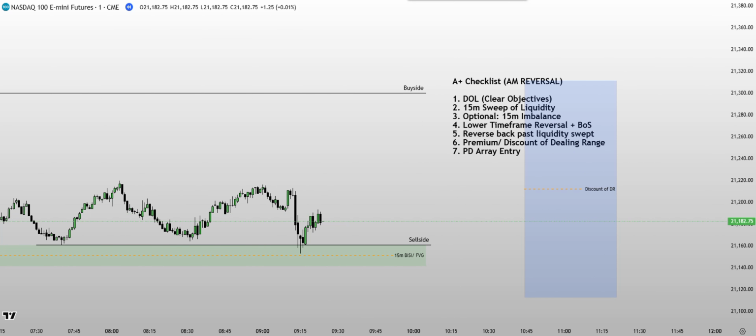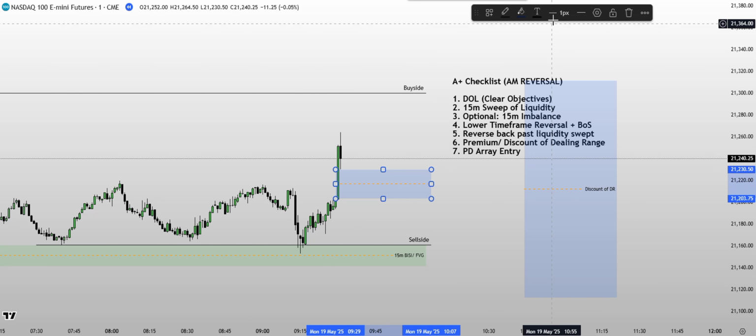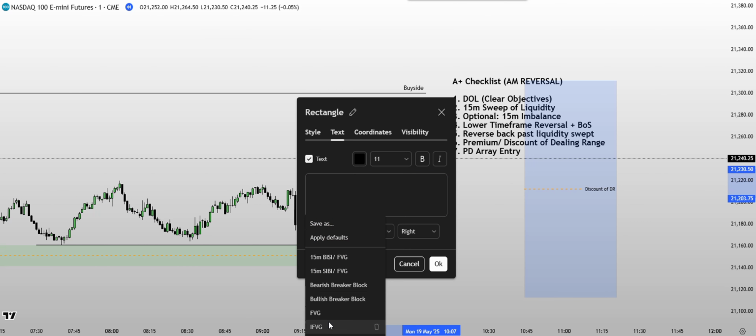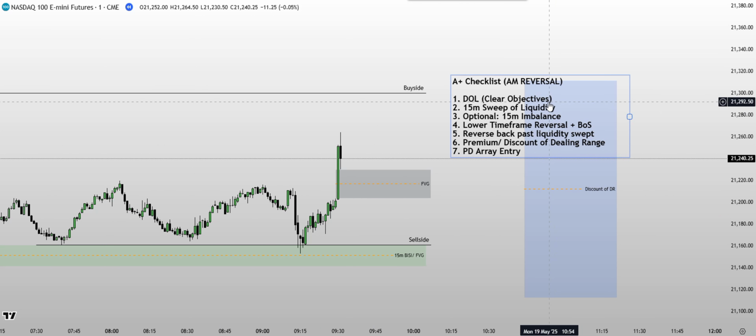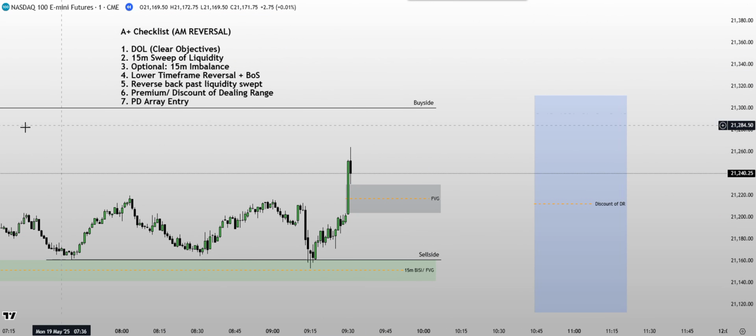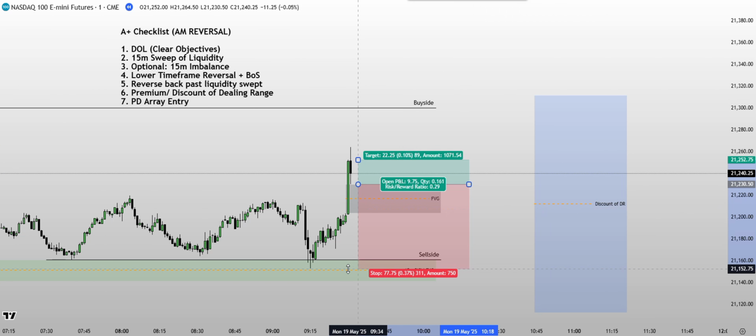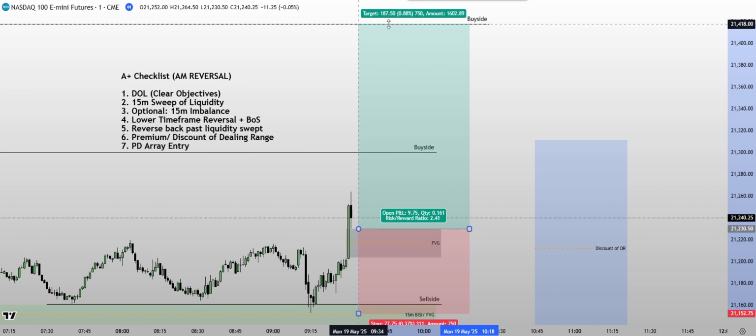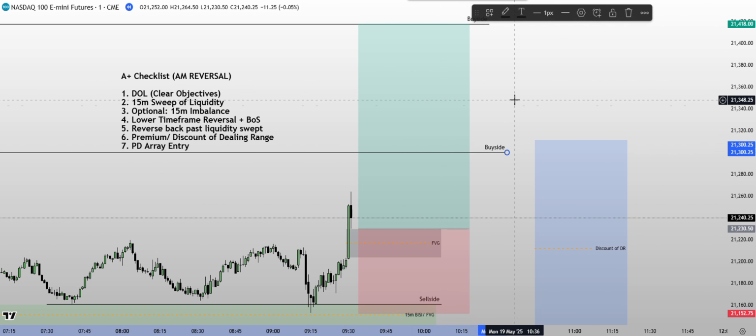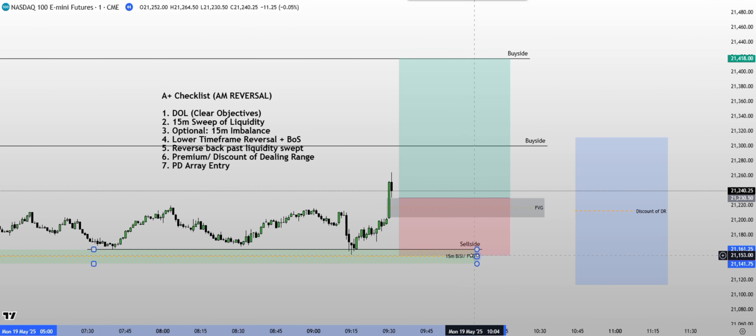We do get the break of structure right here. And so what I'm looking for is an entry. And we get a fair value gap formed right here. Now this is a pretty big fair value gap, but we're still in that discount of that dealing range, right? So this is valid to take. So steps 1 through 7 are all met. Now stops below the low and target that opposing buy side liquidity. You can scale out at that buy side right there, but that is what the model consists of.